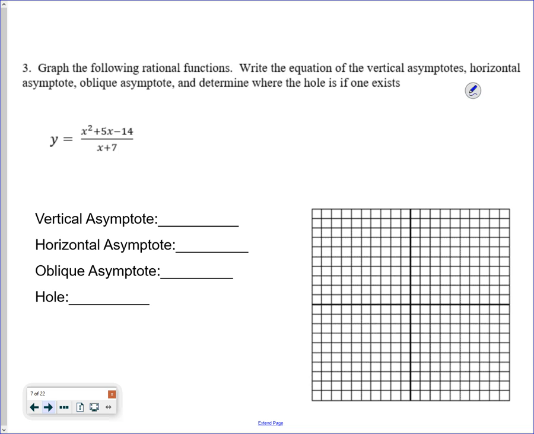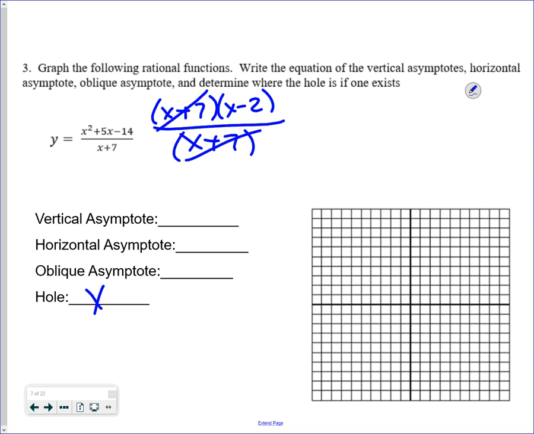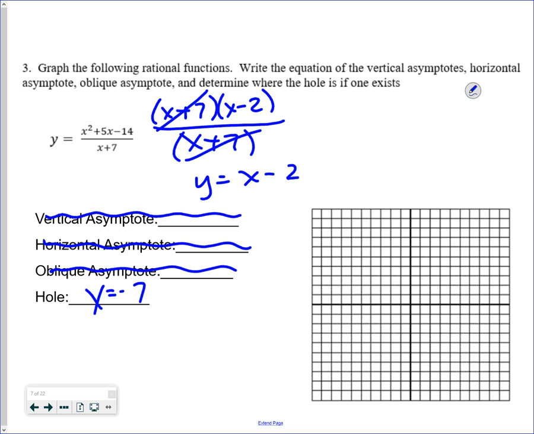All right, our first situation in which if I factor the top, it actually cancels. So that causes a hole when x is -7. What is left is not a fraction. So there is no vertical asymptote. There is no horizontal asymptote. There is no oblique asymptote. It is merely a line with a hole in it.